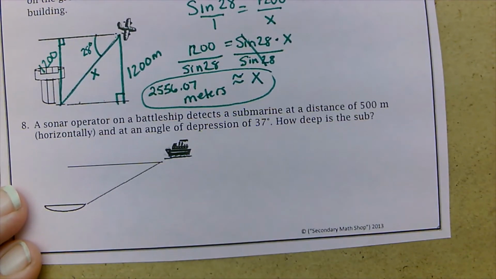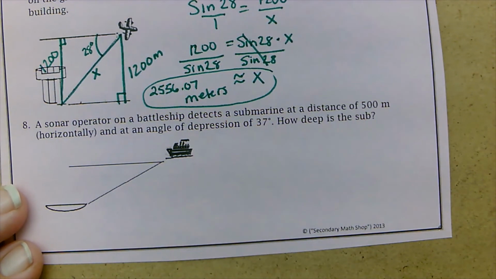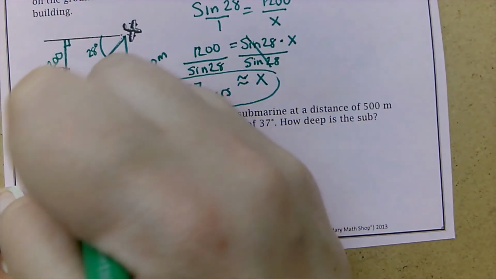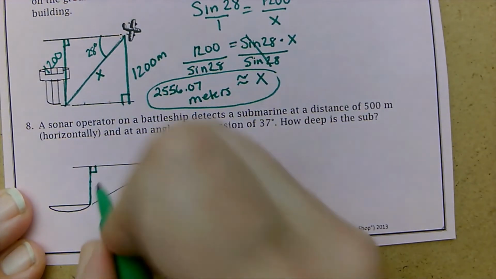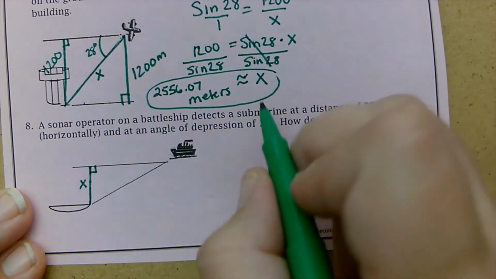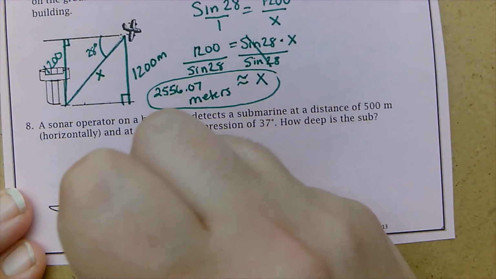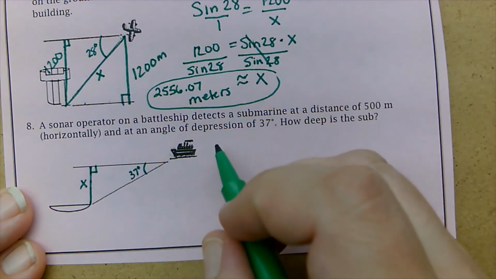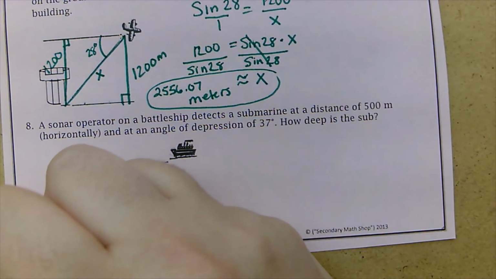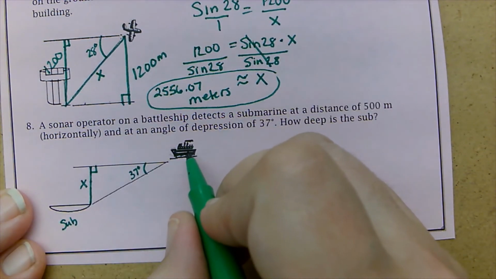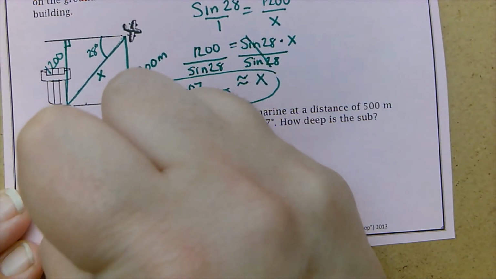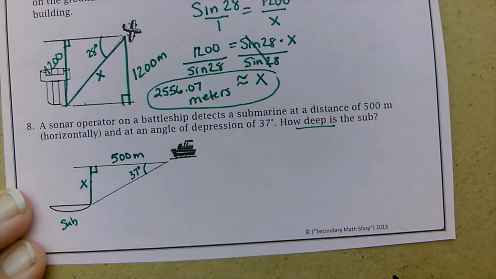Sonar operator on a battleship detects a submarine at a distance of 500 meters horizontally and at an angle of depression of 37 degrees. How deep is the sub? So, how deep is the sub would mean how far from the surface of the water is it down? So that's this measurement. An angle of depression of 37 degrees is going to be here. The distance from the submarine to the battleship, submarine is this down here, battleship up here. Horizontally is 500 meters, so that's this direction. And we are looking for how deep the sub is, so that's our x.